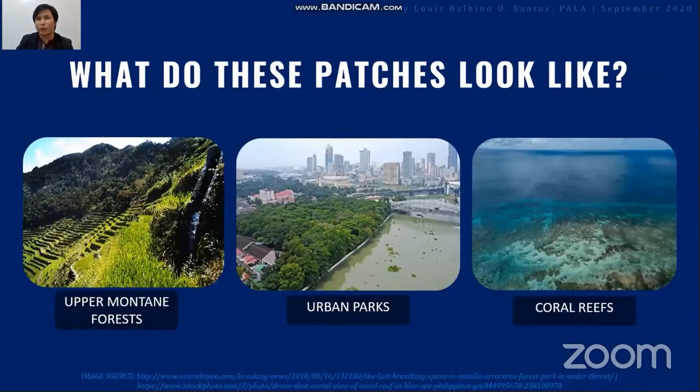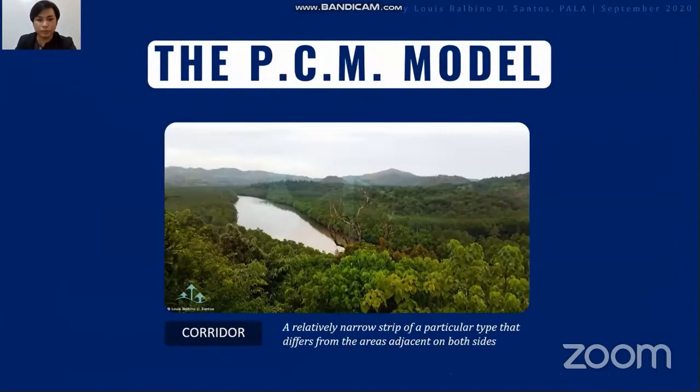Now, corridors are any feature in a landscape that is relatively narrow, and like patches, they differ from the surrounding matrix, the surrounding area, on both sides, of course. You might think of a house corridor, so it's some place that animals can pass through, which is true. Organisms can pass through corridors, but remember that corridors are also habitats in themselves, like this river. This is a habitat for several fish and amphibians.